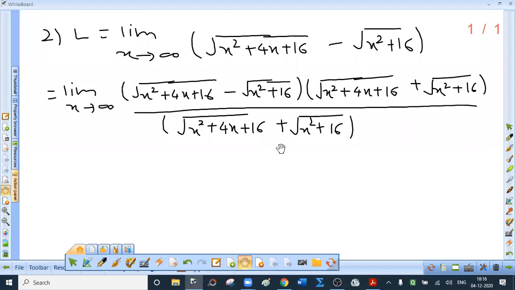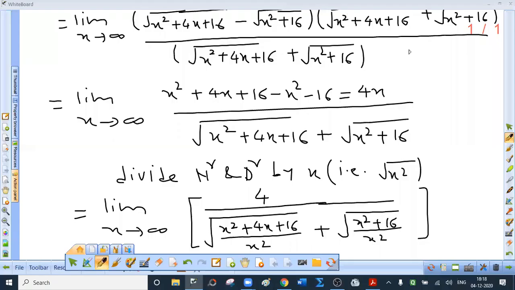Second, let L be the limit as x tends to infinity of root of (x square plus 4x plus 16) minus root of (x square plus 16). You have to rationalize the numerator, that is, multiply numerator and denominator by root of (x square plus 4x plus 16) plus root of (x square plus 16). So on rationalizing, we get 4x in the numerator because (a minus b) into (a plus b) is a square minus b square. So 4x upon this.